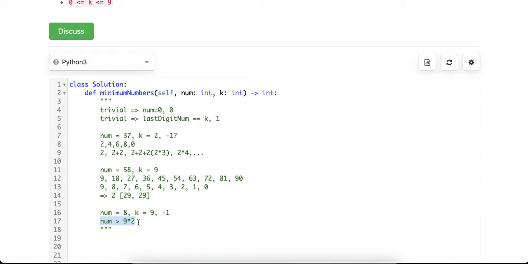So we need to check this to ensure that it is possible at all. Otherwise, when this is less than this, it means it's impossible to build. And when it's impossible to build, we have negative 1. So this is the condition we need to check. And that's about it, about the tactic and so on.